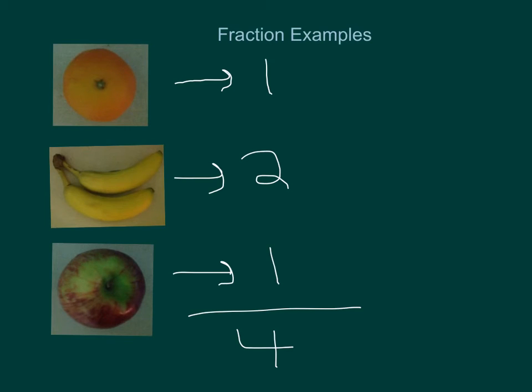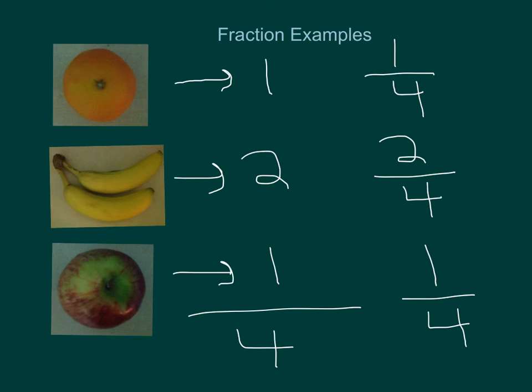If we wanted to represent the oranges as a fraction of fruit, we would write 1 orange over 4 total fruit. If we wanted to do the same thing with bananas, we would say 2 bananas and 4 total fruit, so 2 bananas out of the 4 total fruit. And apples, 1 apple, 4 total fruit. So we can represent that as being 1 over 4.